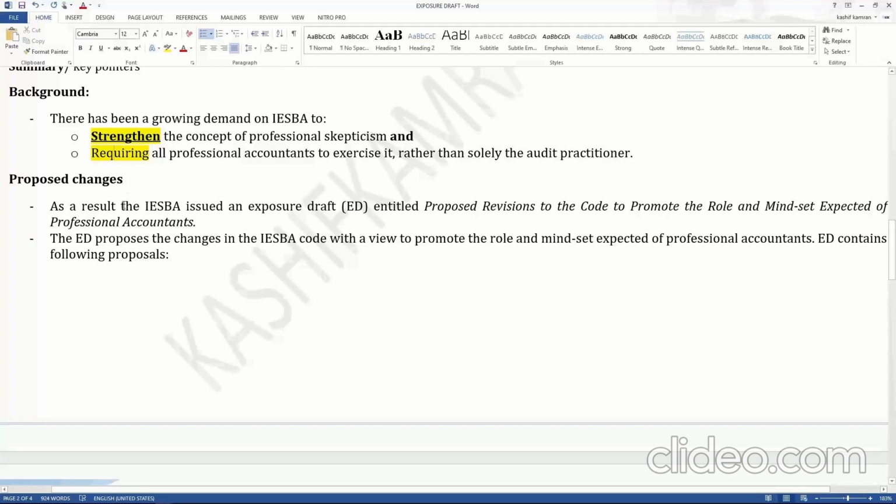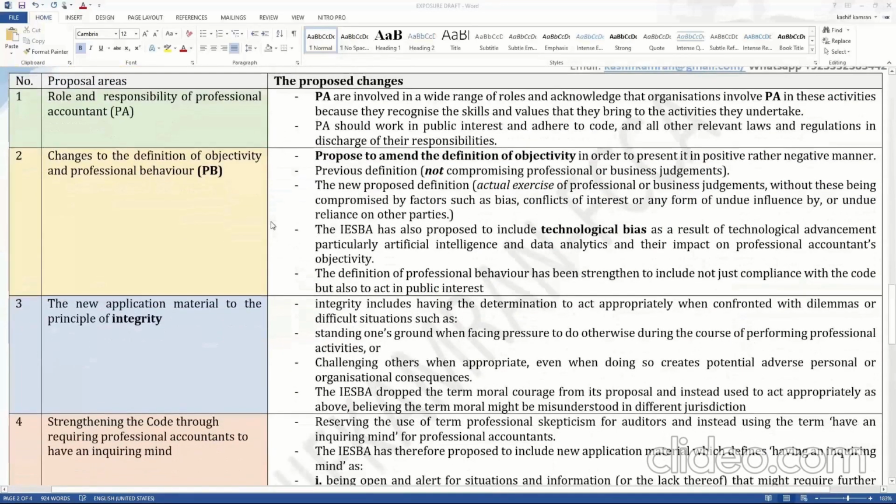The proposed changes. The proposed changes to the code of conduct have been given in a table below. Let's understand one by one what a proposed change means to you as a AAA student. You can see the table over here. In this table, column number 2 is the proposal areas. These are the proposal areas which IESBA has introduced, and under every proposal area, the proposed change is in column number 3. Can you see this table clearly on your screen, everyone? Column number 2 is the proposal area, which you should know for your exams in June 21, and column number 3 tells you about the proposed changes. Is that clear? I'll pick every proposal area and discuss the proposed changes with you, and if anything needs elaboration, I will give it.